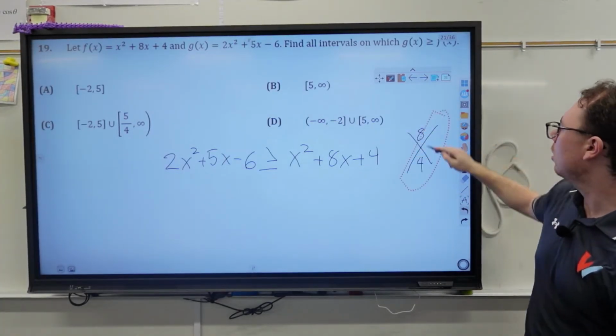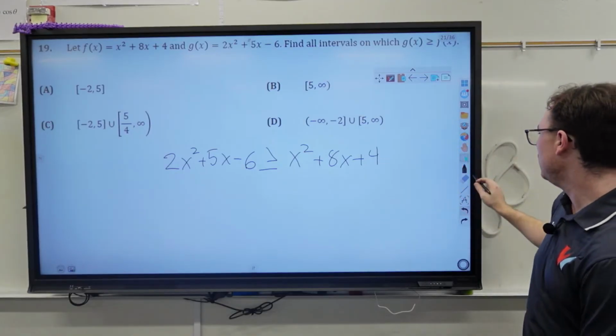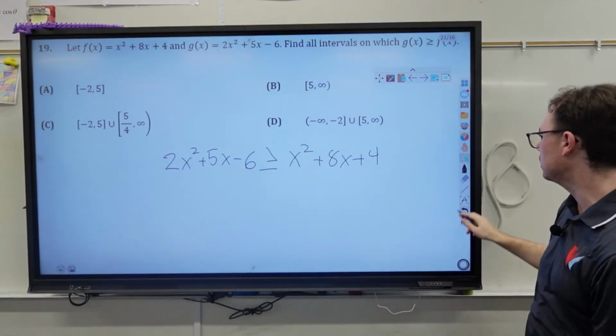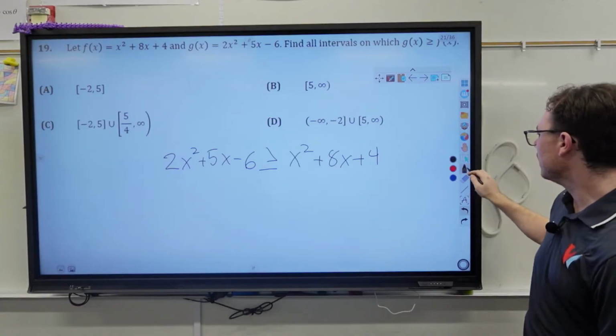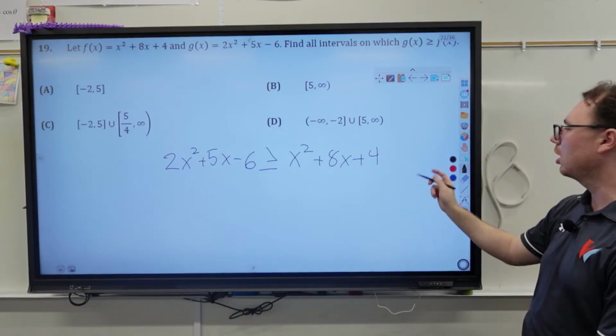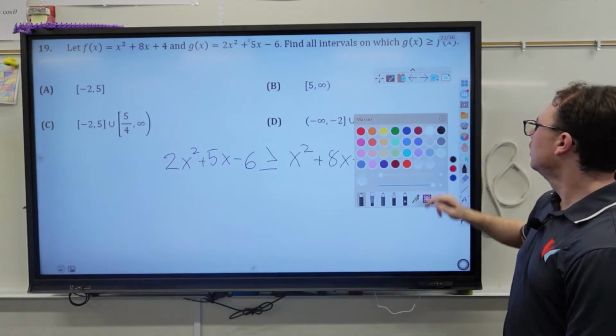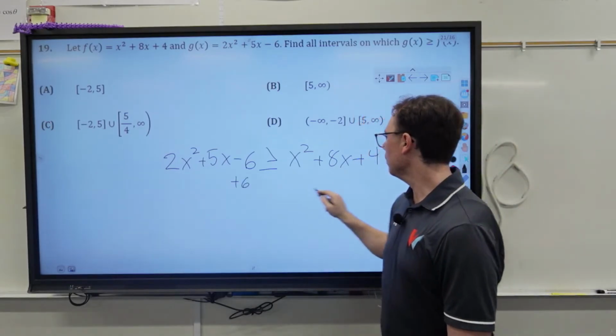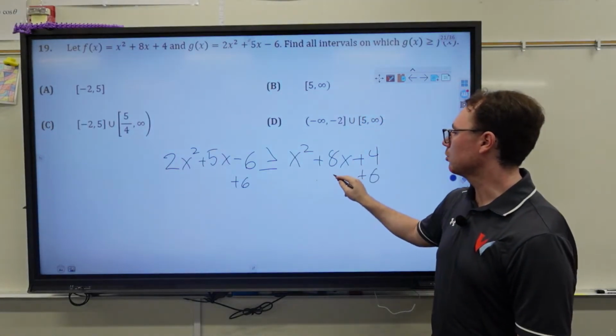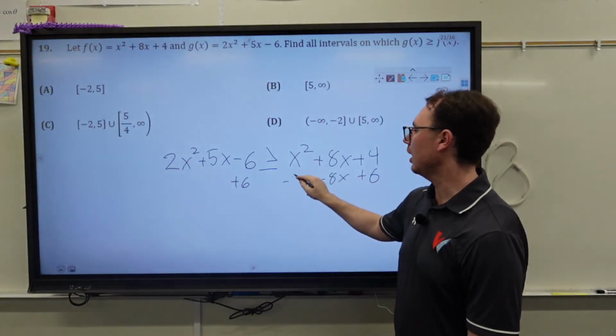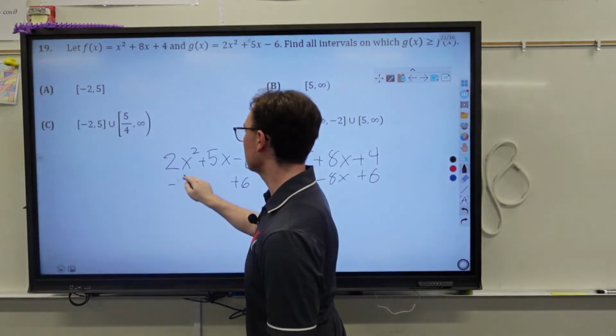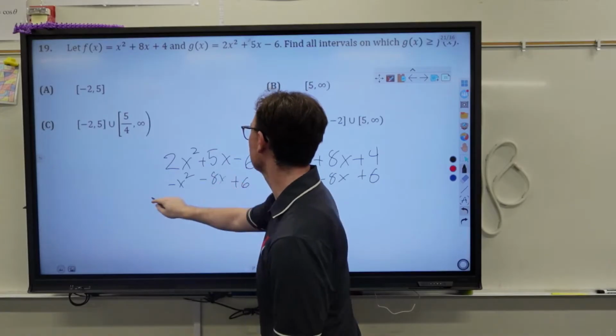So we're just going to try and solve this out the old-fashioned way by subtracting and adding different things from each side. Let's try and get all of our x terms on this one side and all of our constant terms on the other side. We're going to add 6 to both sides, subtract 8x, and subtract x squared.